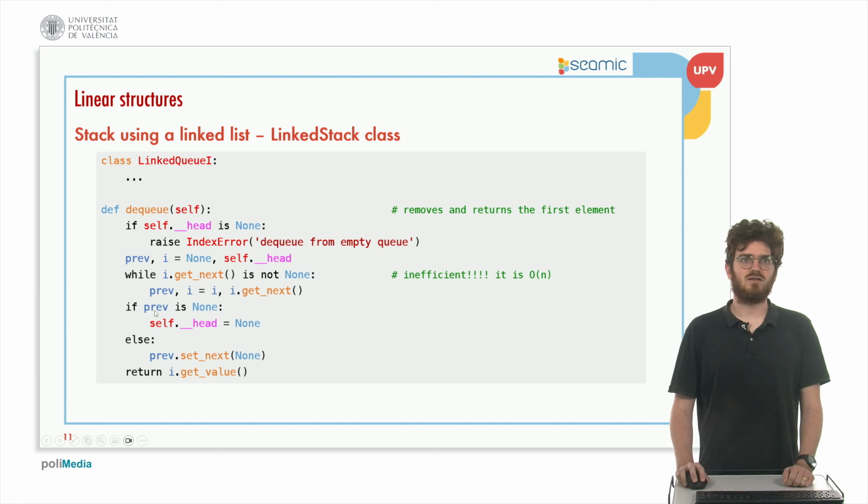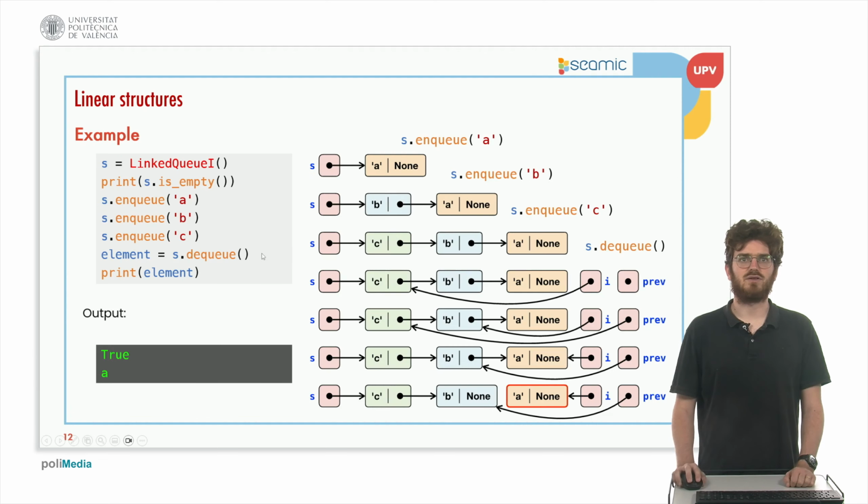If we've reached the end and the previous is none, it means that there are no elements in the queue. But otherwise, we set previous.next equal to none. So we set the next element to none, and we remove the element from the queue. And finally, we return this value to the user. Let's see an example. It will be much simpler with it.